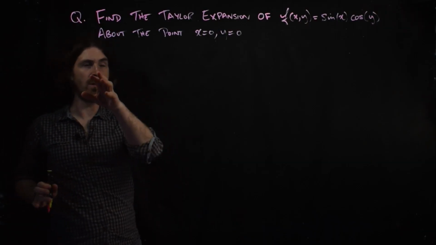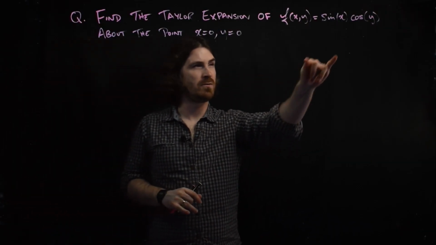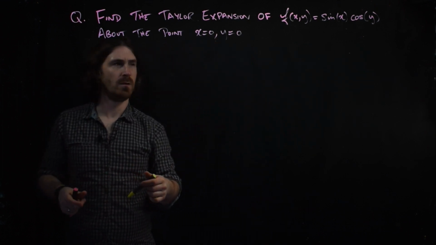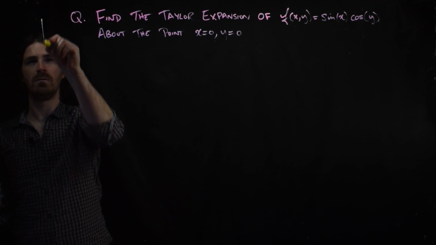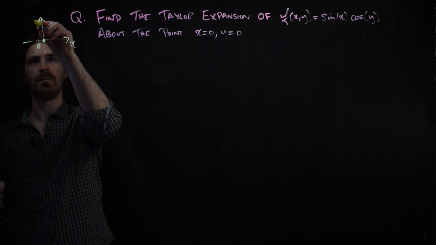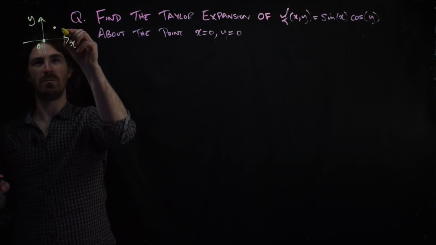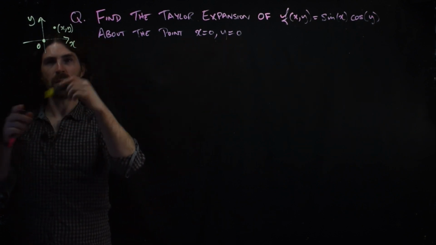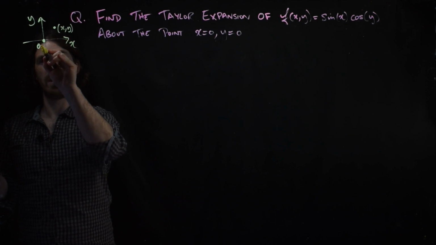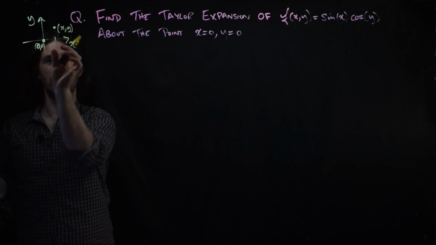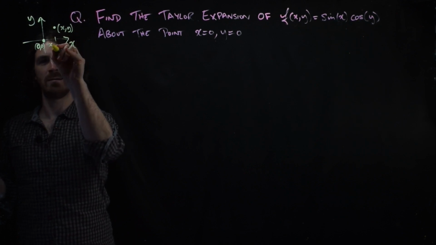Alright, so here's an example. We want to find the Taylor expansion of sine x cosine y about the origin. So we're thinking about the origin in x and y, and we're moving to some general point x, y. This is really a Maclaurin series because it's about the origin. Before we had the point A, B, now it's 0, 0. And our step size in x we can just write as x.